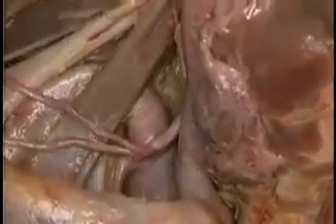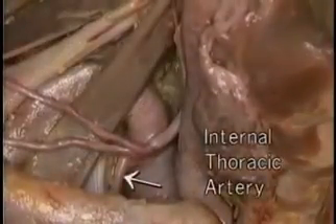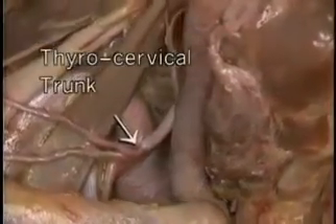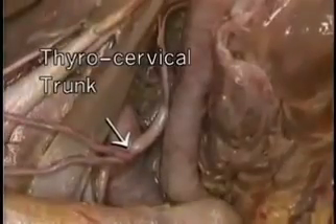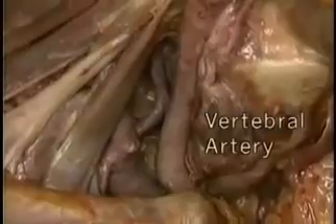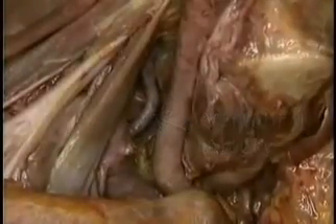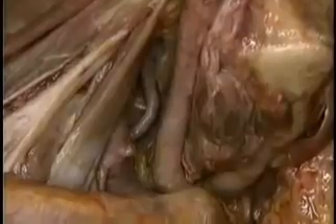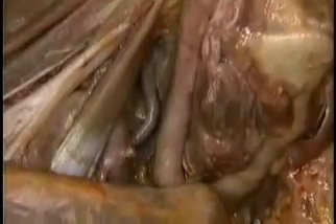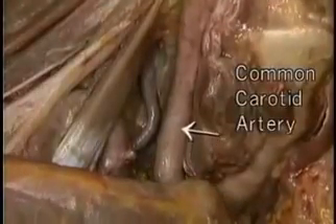The branches that arise from the subclavian artery in the base of the neck are the internal thoracic, the thyrocervical trunk, which we'll remove, and this important branch, the vertebral artery, which we'll come back to shortly. We'll leave the subclavian artery for now and follow the common carotid artery.